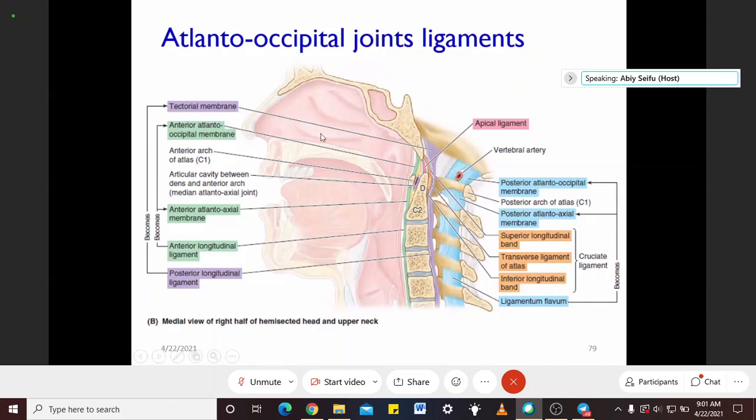That's the tectorial membrane. Whereas posteriorly, on the arch, this one is the vertebral canal. And posteriorly over the arch, there is also the ligamentum flavum, which connects the laminae, and superiorly it is converted into the posterior Atlantoaxial membrane and the posterior Atlanto-occipital membrane. Therefore, those two membranes are continuations of the ligamentum flavum.